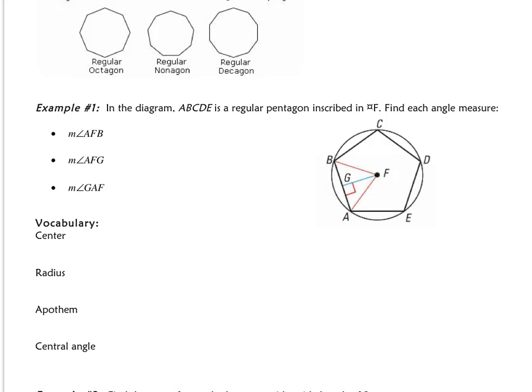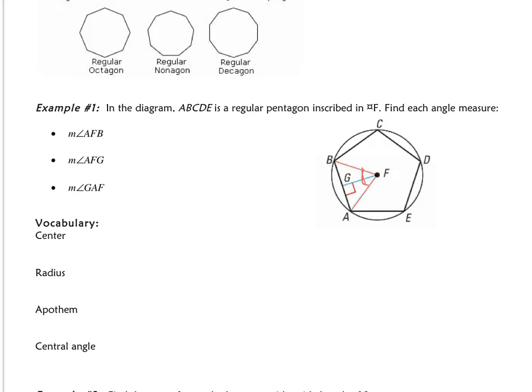So for this first example, we're actually not going to be finding the area of a regular polygon, but we're going to be talking about angle measurements, which is really important to later be able to find areas of regular polygons. Now in this diagram, we are told that ABCDE is a regular pentagon inscribed in circle F. We are going to find each of the following angle measures. The first one that they want me to find is angle AFB. So notice that is this angle right here.